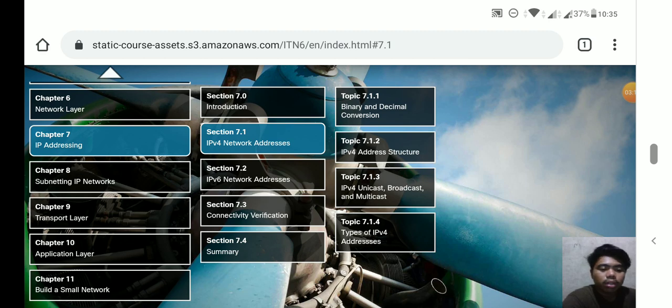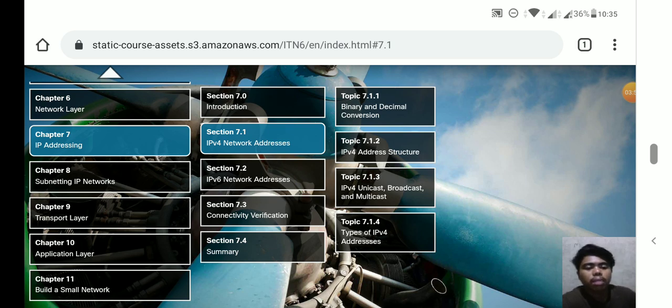Then we have the network and host portion. An IPv4 address is hierarchical, composed of a network portion and a host portion. The subnet mask helps devices identify the network portion and host portion. So the subnet mask has one of the most important roles here, aside from the IP address.